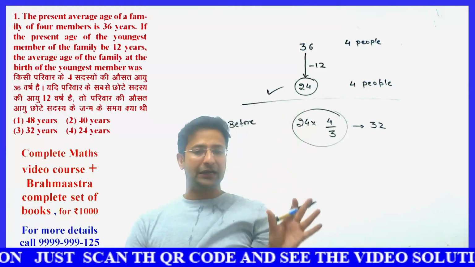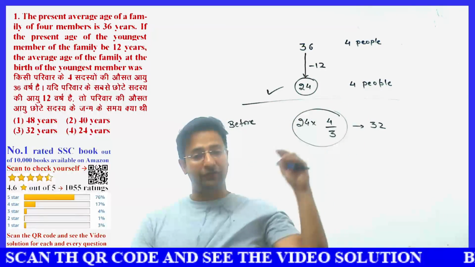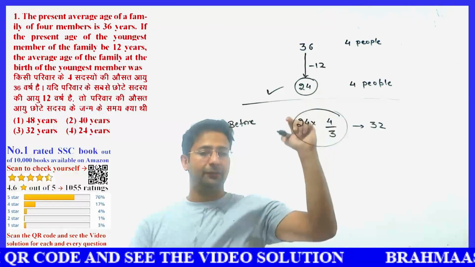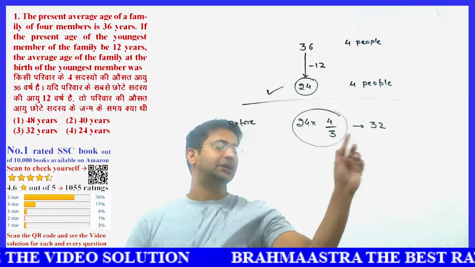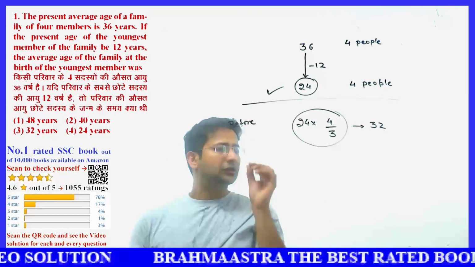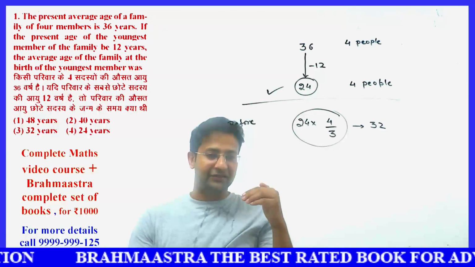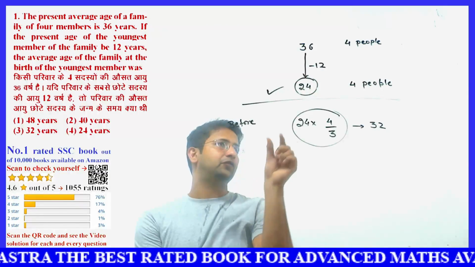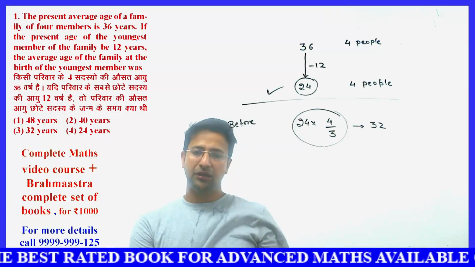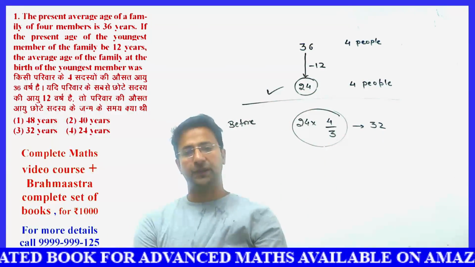We are being asked only at the birth of the child, that is 12 years before, so it will be 36 minus 12, that will be 24. But if somebody asks me before the birth of the child, that will be 32. The moment the child is born, the average gets converted into 24. Just a moment before the child was born, it is 32. The coming questions will be based on this pattern only.